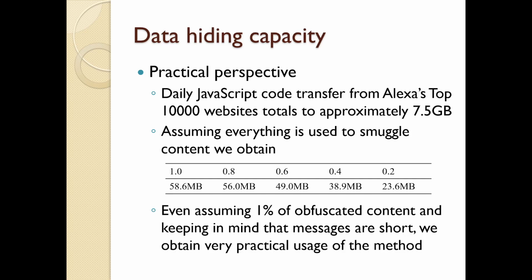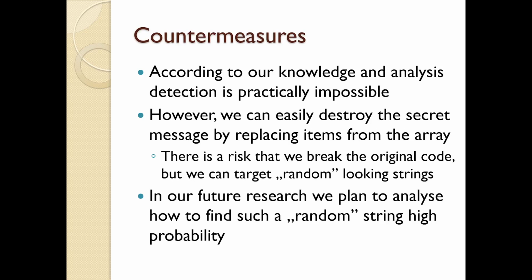From another perspective, when we consider Alexa top websites, we have 7.5 gigabytes of JavaScript transferred per day. If we assume that all of this content can be used to smuggle secrets, then we obtain these numbers of megabytes that can be smuggled daily. These are quite significant values. Even if we assume 1% of this, which is the more realistic amount of content today, it is still very significant content that can be smuggled.